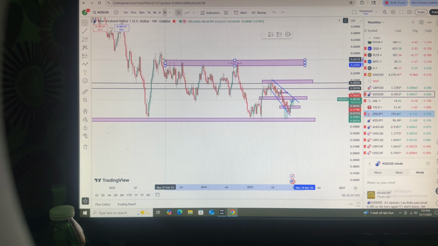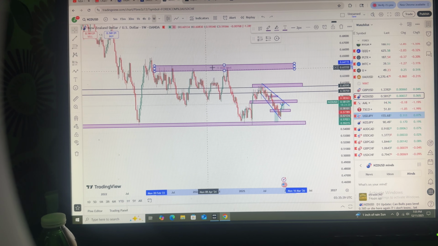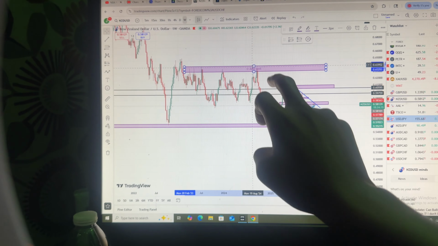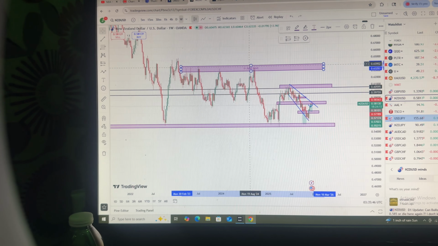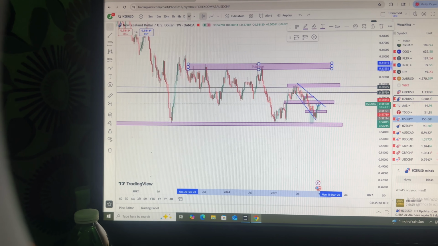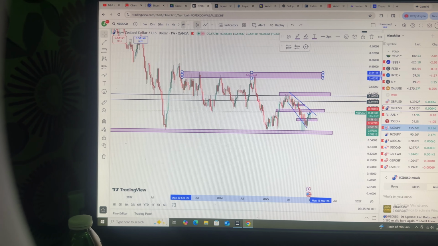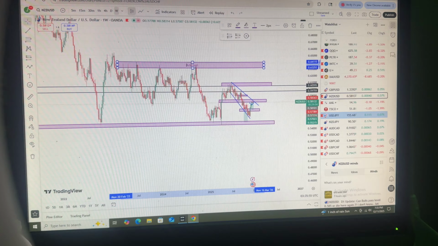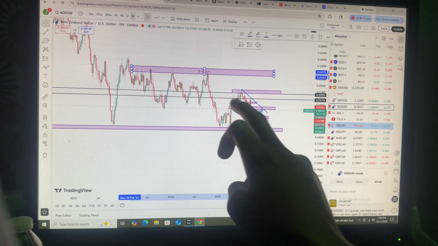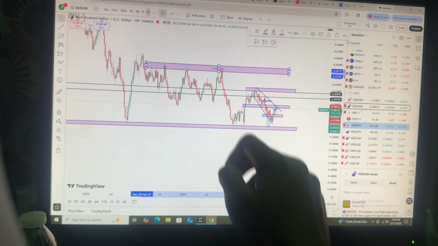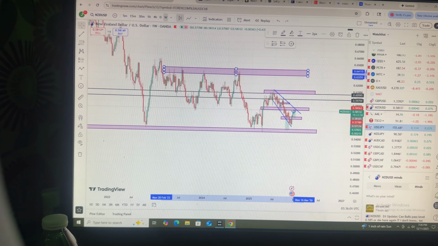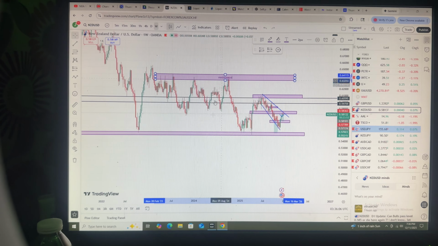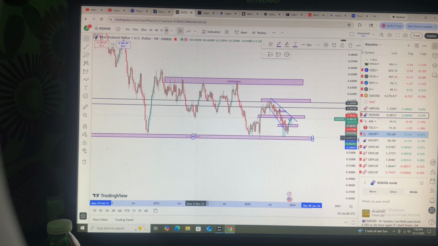So I already had these marked up here. This right here. So the top is the resistance, the bottom is the support. Let me fix the computer. Okay. So this right here, guys, is the top. Like I said, the top is the resistance, right? So resistance. And the bottom is the support.